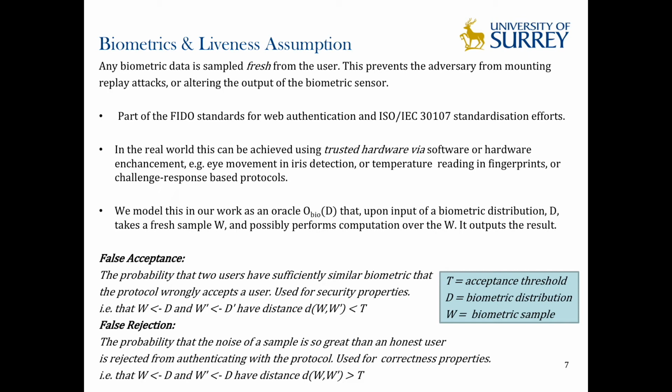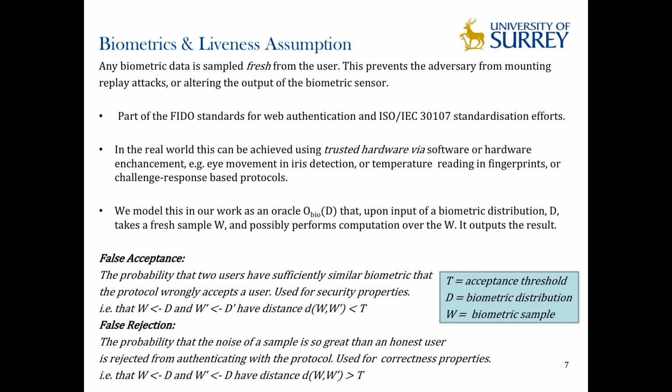Due to the noisy nature of biometric data, we consider two inherent error probabilities. Firstly, we have false acceptance, which is the probability that any two biometric samples from two distinct distributions have a distance bounded by a threshold t. In other words, the probability that two different individuals have very similar biometrics. This will have to be taken into account for our security definitions.